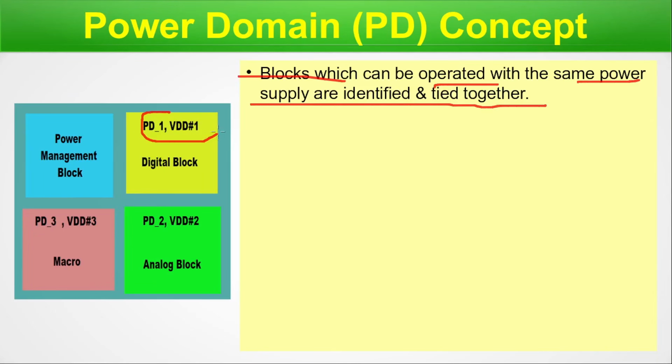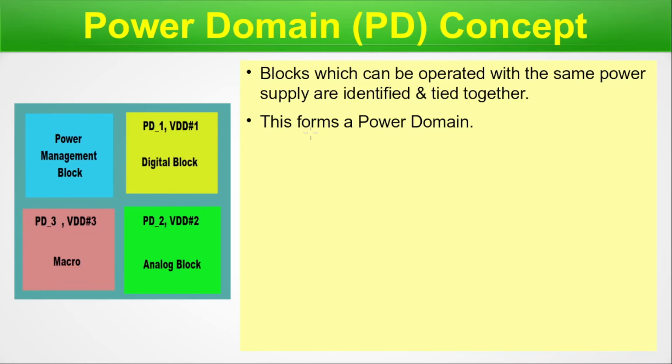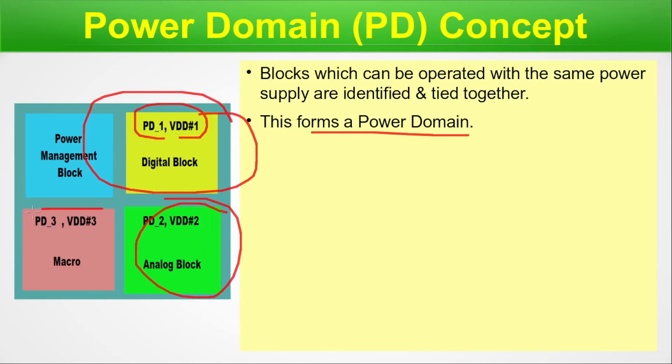So here this is power domain 1 which has the power supply VDD1. Numerically VDD1 is different from VDD2 and here it is VDD3. So numerically these things are different, VDD1, VDD2 and VDD3. And operation wise this may be a digital block, this may be an analog block, this may be a macro. So I have colored them with different colors. And here is our PMU or PMB, whatever we call it, the power management unit. This forms a power domain. So when they are tied together, this is a power domain PD1, this is PD2 and this is PD3.